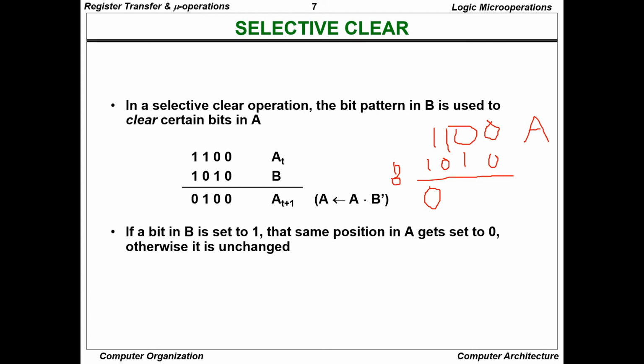So in A I have 1, so no need to change, directly write 1. And if we have 1, in the third bit I have 1, so clear it to 0. So anyways the bit in A is already 0, so write 0 here. And if we have 0, that is LSB, we have 0 here, so no need to change anything, so write 0. So what is the output which I got here? 0 1 0 0. So the exact operation here is A tends to A dot B bar. Okay, so this is selective clear.